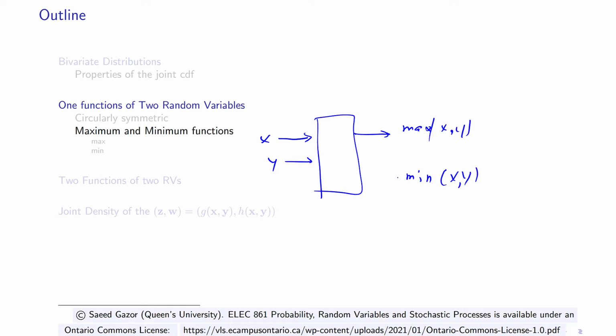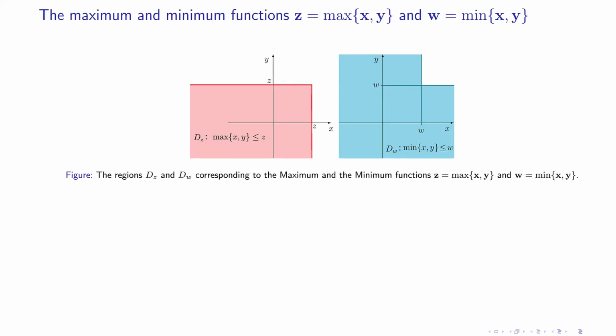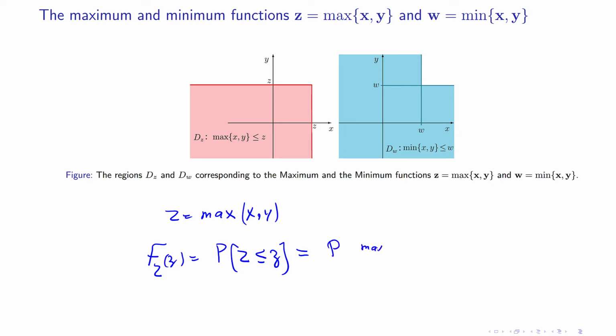So let's say these are two new random variables. If you want to calculate the maximum, let's say Z is equal to the maximum of X and Y. If we want to find the CDF of Z, let's say F_Z(z), this is basically the probability that Z is smaller than or equal to z. This means that the maximum of X and Y is smaller than or equal to z.